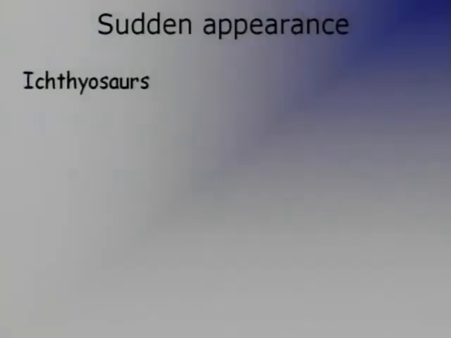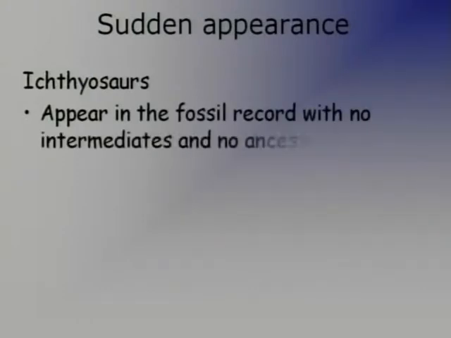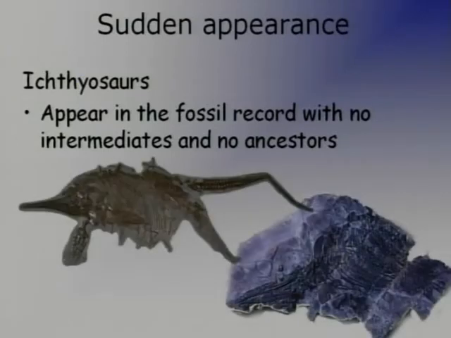And I want to explore a little bit this fact of appearance. In fact, what we're finding is sudden appearance of different groups of animals. I could pick any number of different groupings of animals to try to illustrate this, and I've just picked one, the ichthyosaurs, which are basically marine reptiles that existed approximately the same time as the dinosaurs in the Mesozoic. And they appear in the fossil record all of a sudden, with actually no intermediates and no ancestors. And here's a couple of fossil pictures of ichthyosaurs.